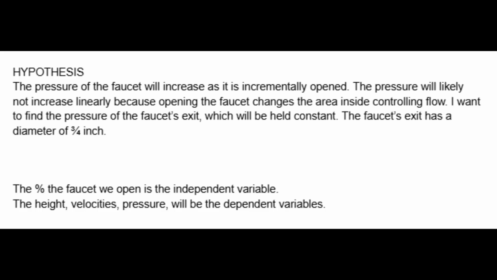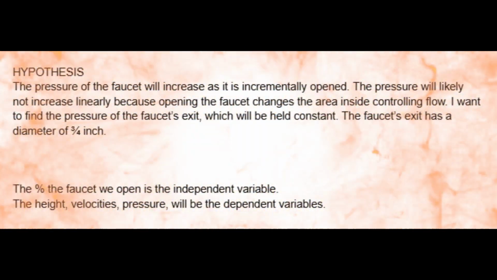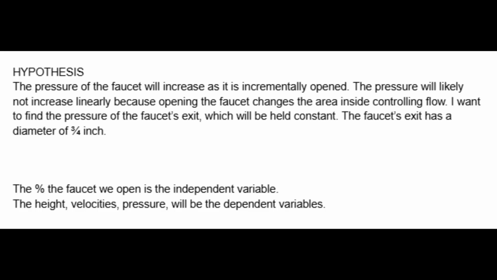My general hypothesis: the pressure of the faucet will increase as it is incrementally opened. The pressure will likely not increase linearly because the opening of the faucet changes the area inside controlling the flow. I want to find the pressure at the faucet's exit, which will be held constant. That's the 3/4 inch part. The percent faucet we open, 25%, 50%, and 100%, will be the independent variable. The height, velocities, and pressure will be the dependent variables.